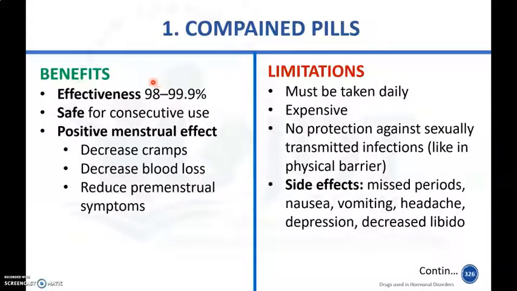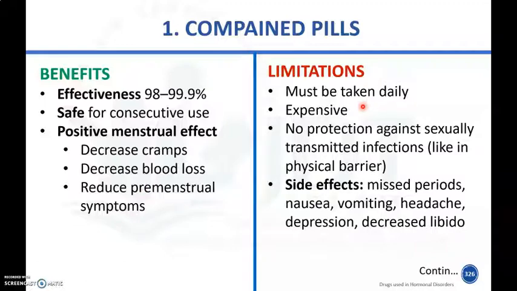Now coming to the benefits of the combined pill, this is effective. Success rate is 98 to 99.9%, which means we can prevent the chances of pregnancy in 98 women or 99.9% women out of 100 women who are taking the combined pill. And this is safe for consecutive use, and there are some positive menstrual effects, like it will decrease cramps, it will decrease blood loss, and it will reduce premenstrual symptoms.